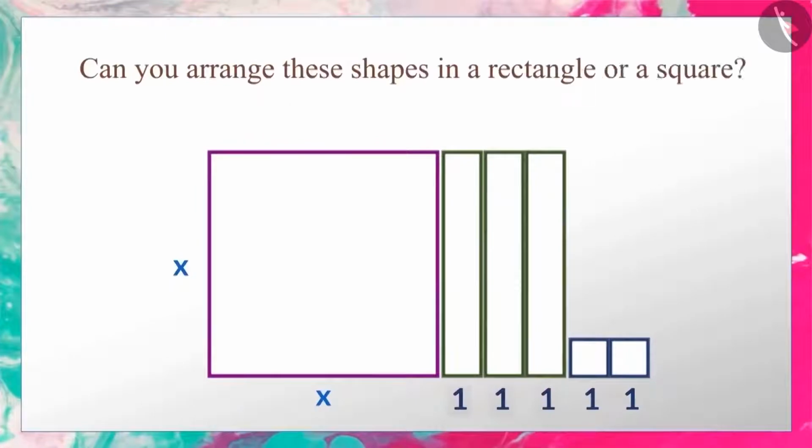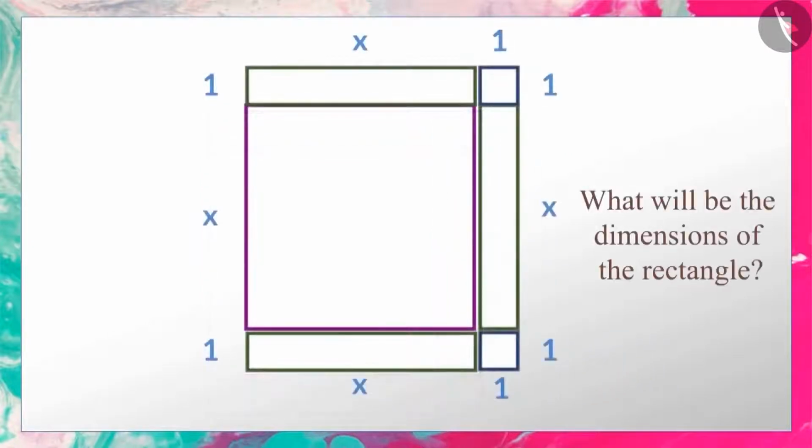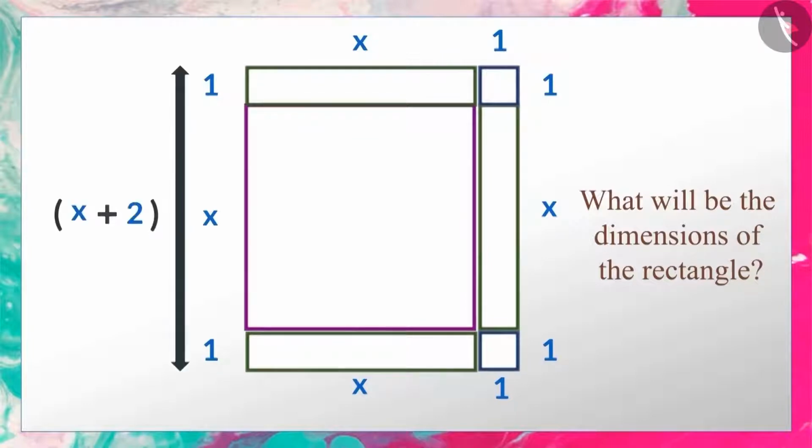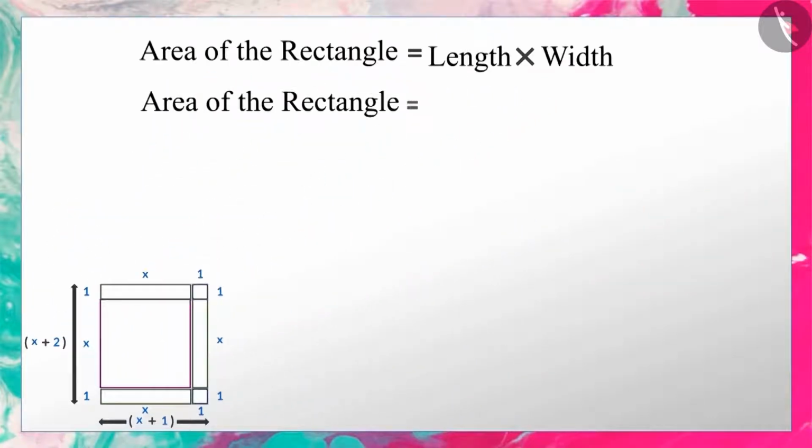Can you arrange these shapes in a rectangle or a square? Since this figure cannot be arranged in a square, we will try to arrange it in a rectangular form. Can you tell what will be the dimensions of the rectangle thus formed? Yes, the dimensions of the rectangle formed are x plus 2 multiplied by x plus 1. This means the area of this rectangle will be x plus 2 multiplied by x plus 1.